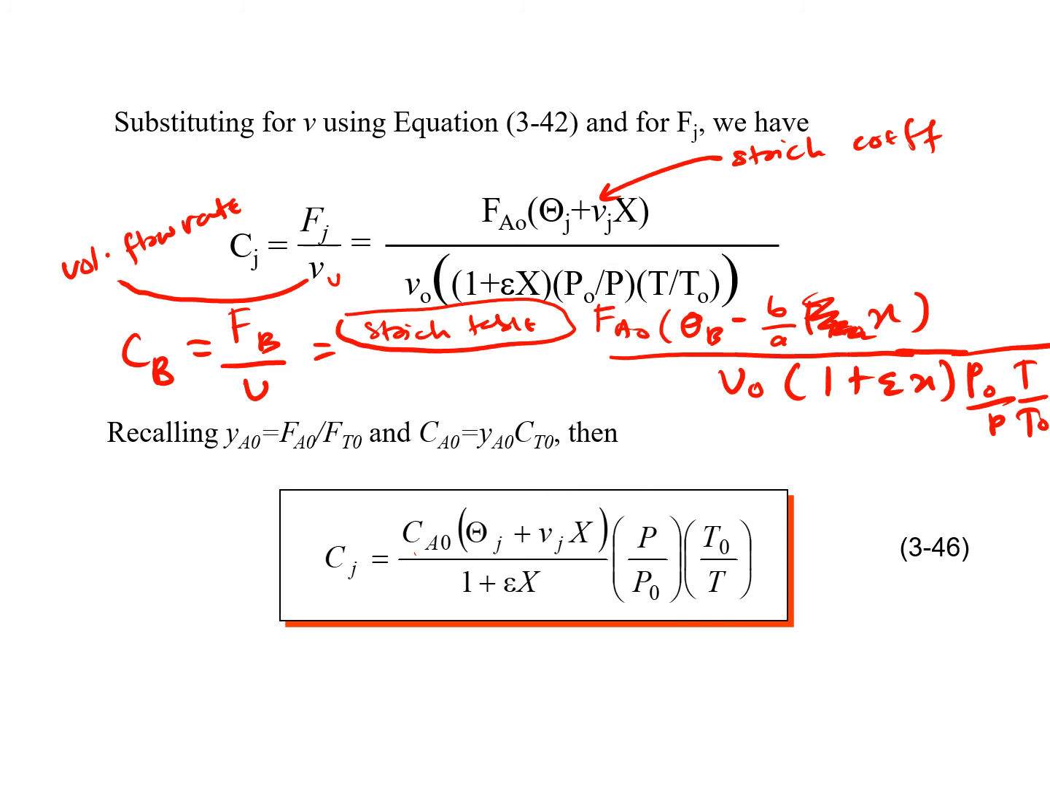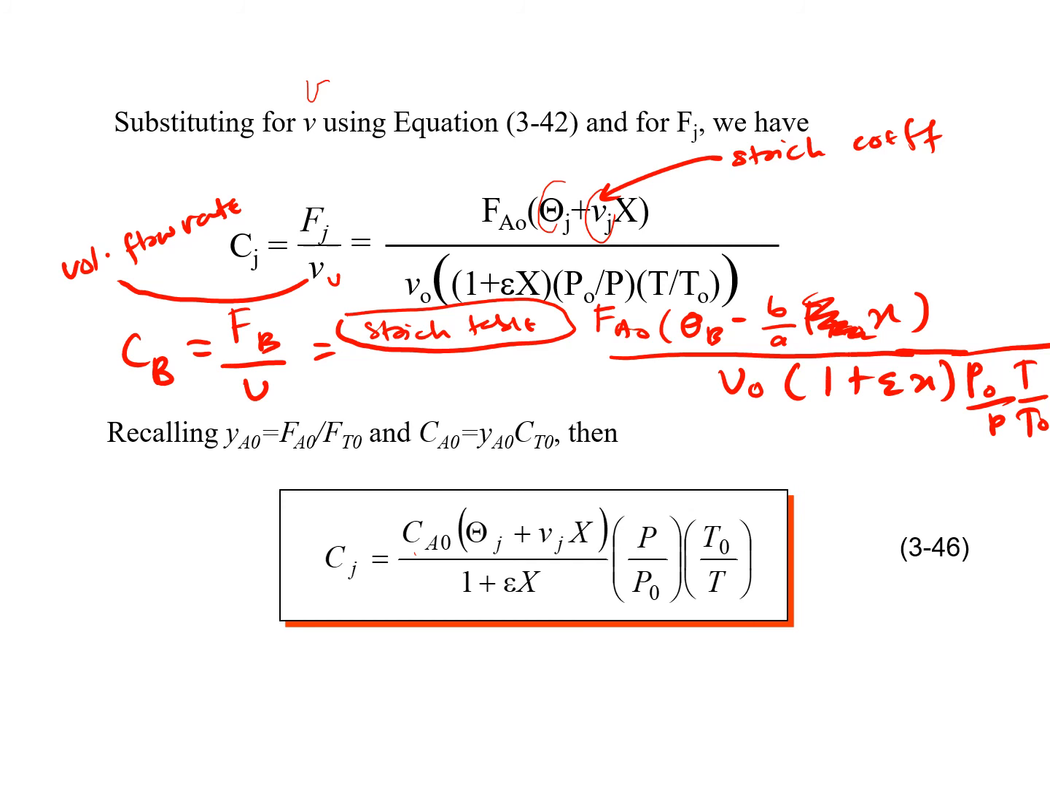And then we substitute for V, the volumetric flow rate, using equation 3-42 for Fj, and we have this one. From here, we represent this with the stoichiometric coefficient, the vj here. This is theta, over V0 times 1 plus epsilon X, P0 over P, times T over T0.